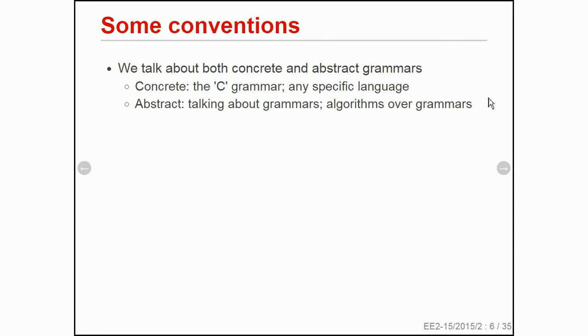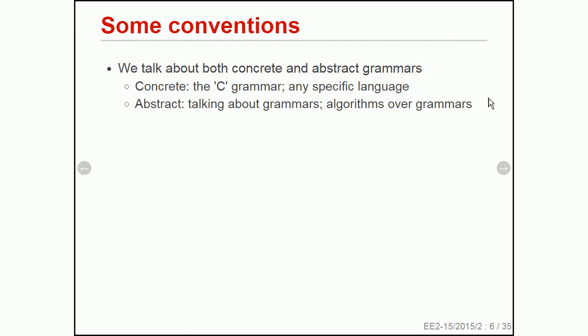So one slightly confusing thing here is that sometimes we need to be talking about concrete, specific grammars, and sometimes we need to be talking about abstract grammars or all grammars. What I mean by this is if I were to talk about the grammar for C or the grammar for Java, that is a specific instance of a grammar. It has a specific set of rules.